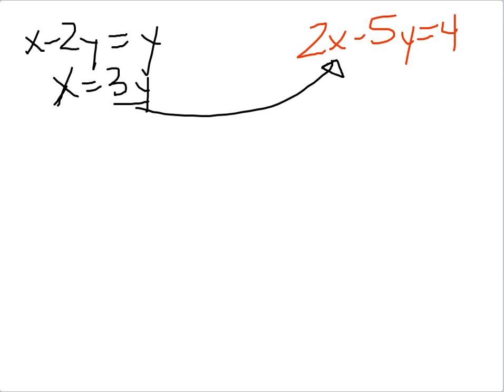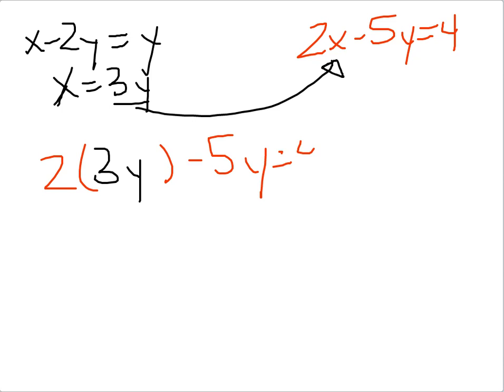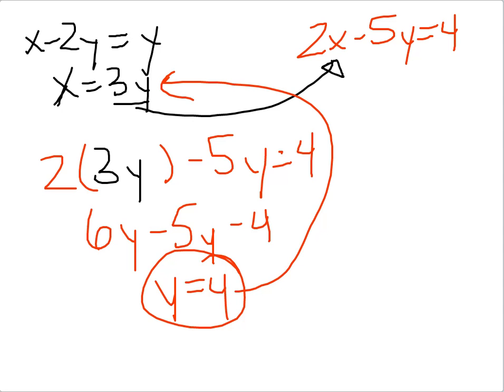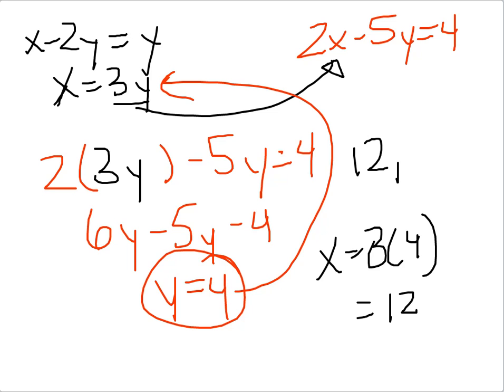So I end up with 2 times 3y minus 5y equals 4. That's 6y minus 5y equals 4. So y equals 4. Now that I know what y equals, I'm going to take that and plug it in up here, and I get x equals 3 times 4, which is 12. So 12, 4 would be my answer there.